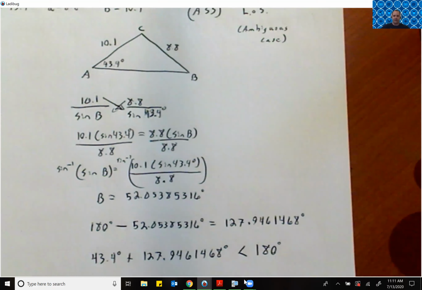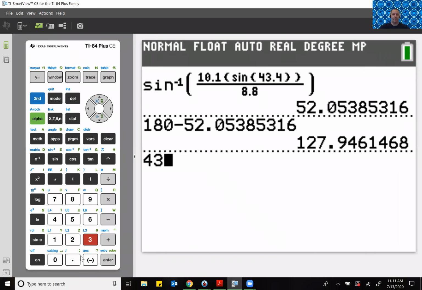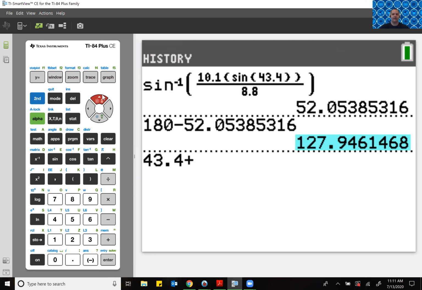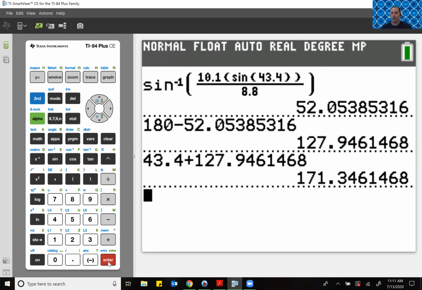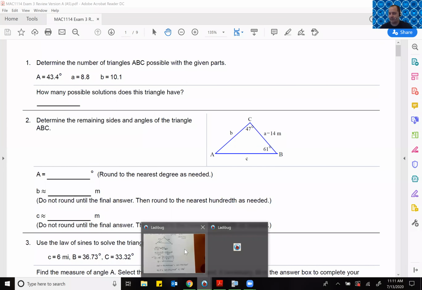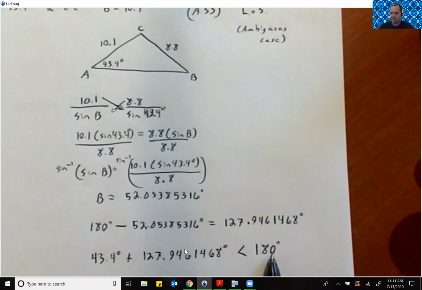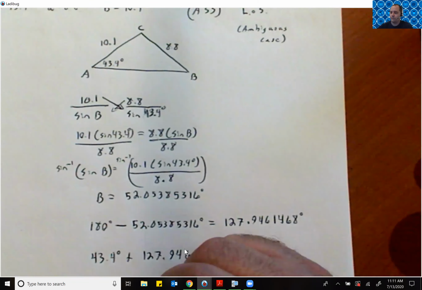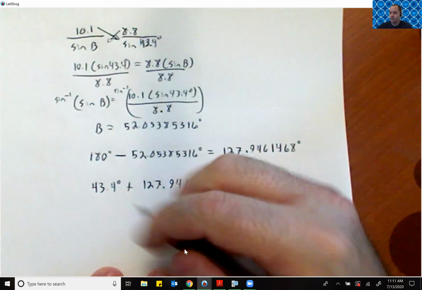So if we go back to our calculator, we take 43.4 plus this angle right here, we get 171. So that means, since this is indeed less than 180, we have two triangles.